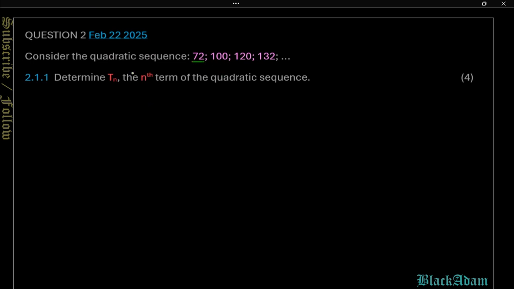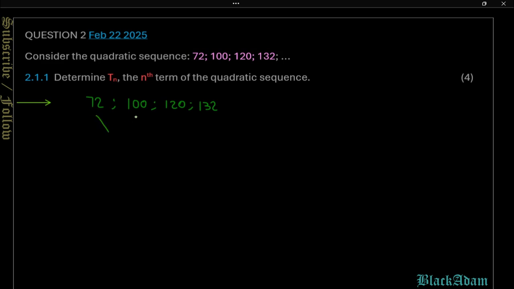Welcome. We're given a quadratic sequence, 72, 100, 120, 132, and we're required to determine the nth term of the quadratic. So we rewrite the sequence, which is 72, 100, 120 and 132. That's the sequence that we have to analyze.